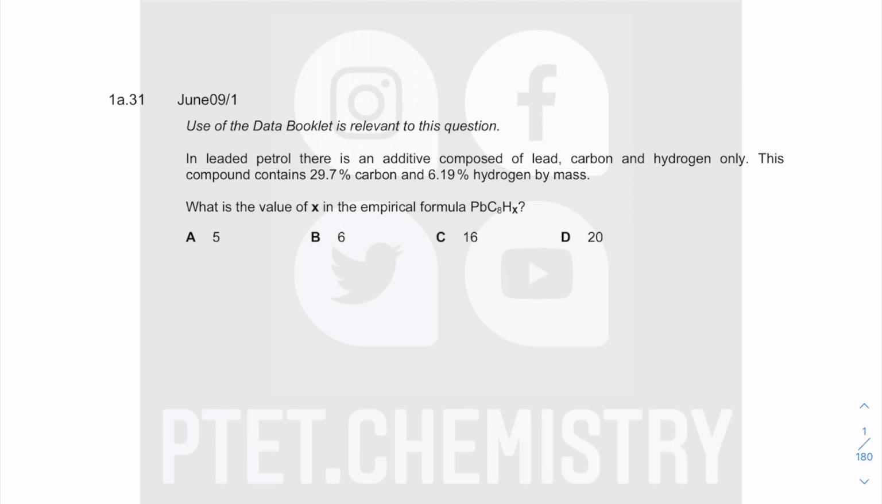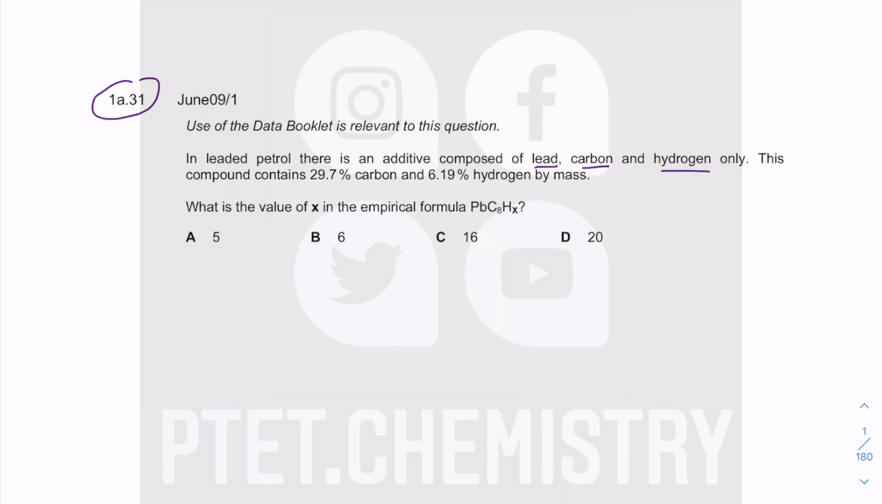So in this continuation video of these kind of topical MCQs, this is on my classification of topic 1, which is just on mole calculations and stoichiometric concept. So in this question, we have leaded petrol, where we have an additive composed of lead, carbon and hydrogen.